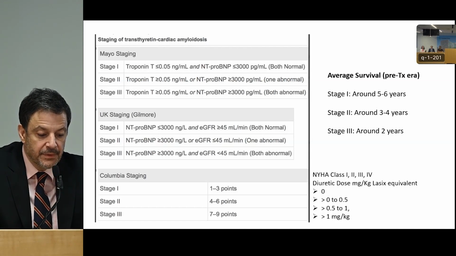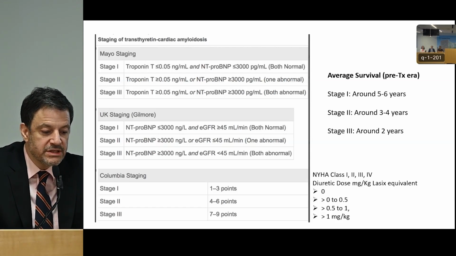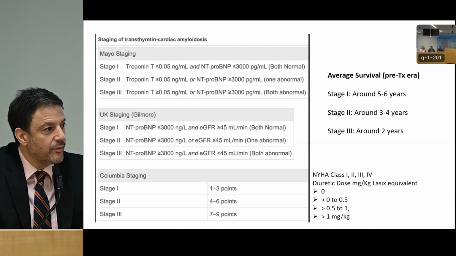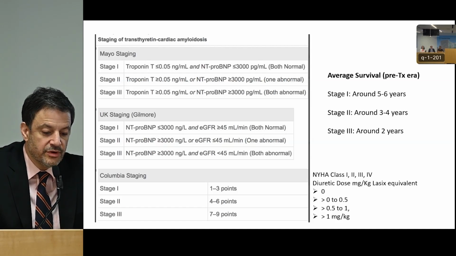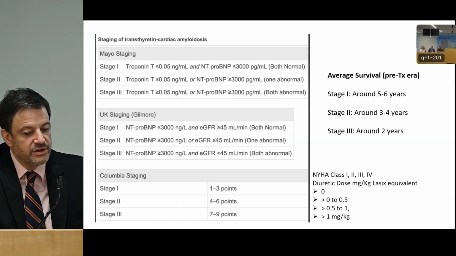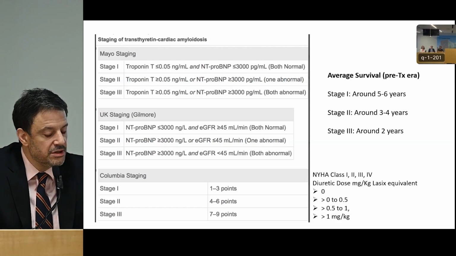And basically, you get points for what UK stage you're in, and then you add the NYHA class, and then the degree of diuretics you're on. We all know that the higher the diuretics, the sicker the patient. So there you can see the staging system. In general, if you're stage 1, your survival is about 5 to 6 years, stage 2 about 3 to 4, and stage 3 about 2 years.